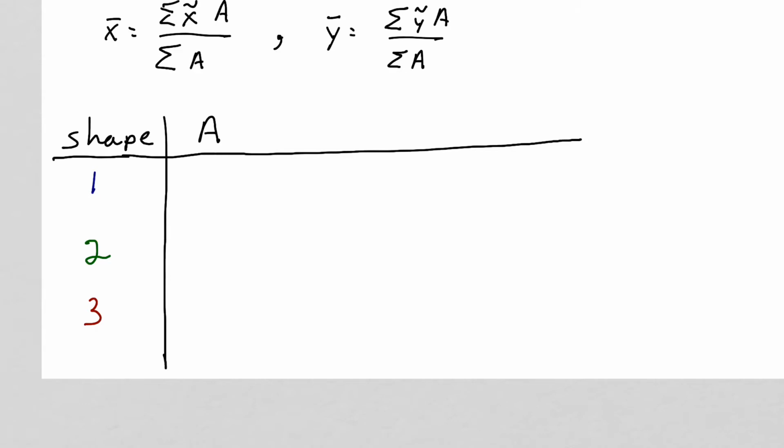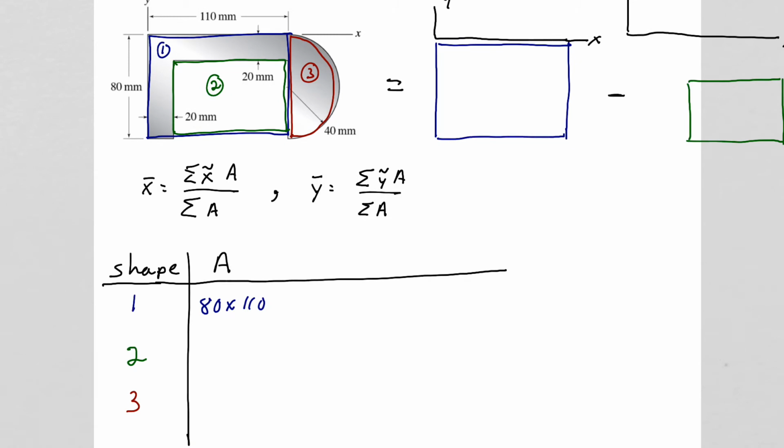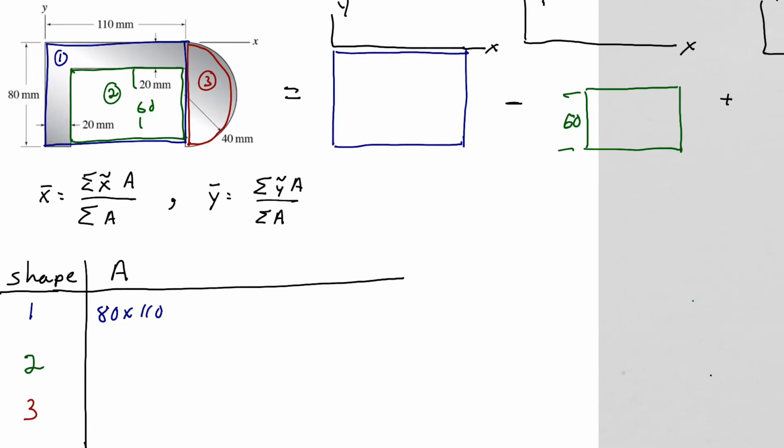So I've labeled it out for each shape. If we look at shape 1, we see shape 1 has an area of 80 times 110. For shape 2, we have a width of 20 minus 80, which is 60. So this is 60, I'll put it over here. And the overall length is 120, so the gap is 90. So this will be 60 times 90.